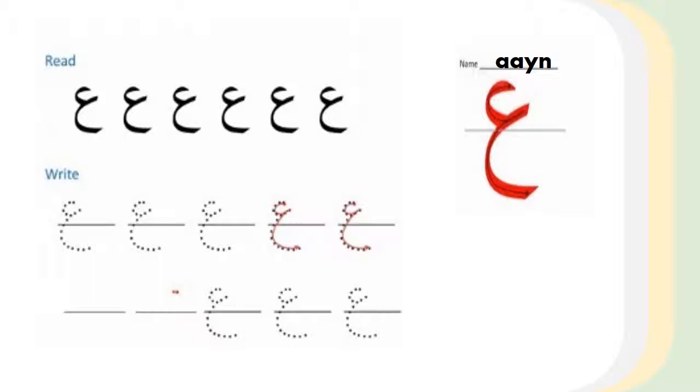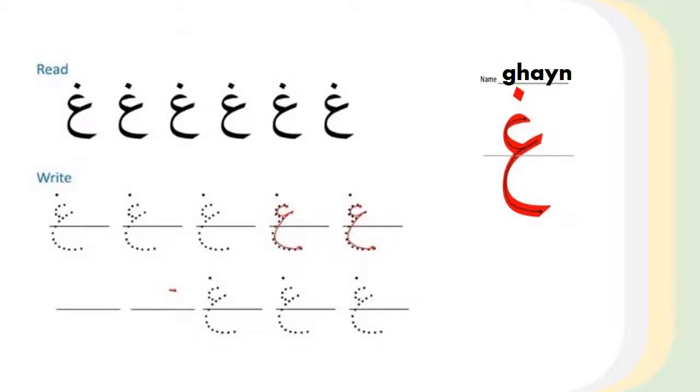Let's move on. With a small curve on the top and a big curve below the line, we call this letter Ayn. Try to block the throat a little bit at the beginning. It will help you. Keeping the same shape and adding a dot above, we call this letter Ghayn. One more time. Ghayn. From the throat, try to do the Ghayn sound as when you gargle.